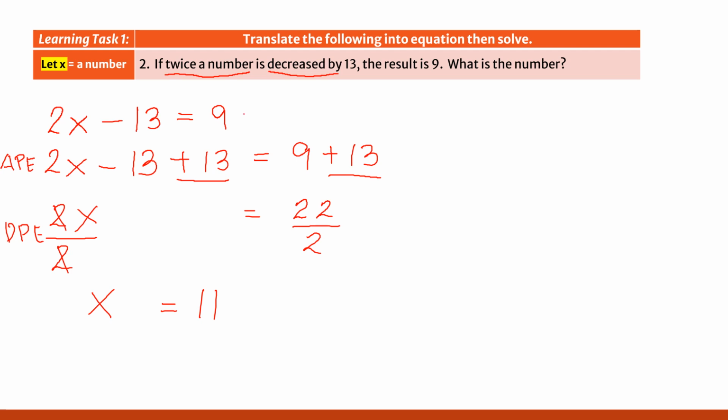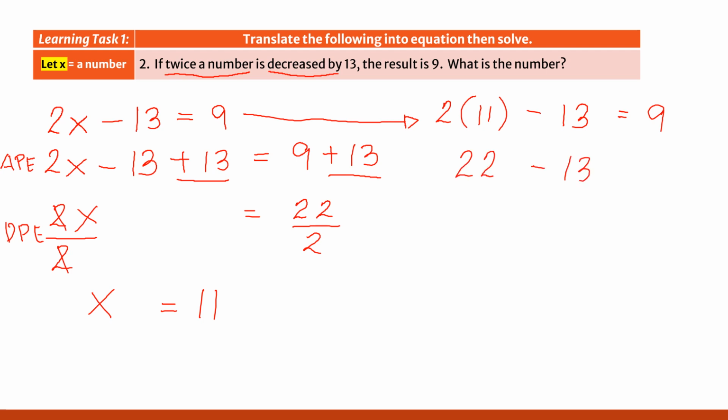Balikan natin yung ating equation na 2x minus 13 equals 9. So, we have here 2. And then, we found out na yung x ay 11. So, times 11. Okay? Then, minus 13 is equal to 9. What is 2 times 11? The answer is 22. And then, copy. Minus 13 equals 9. What is 22 minus 13? Obvious, that is 9.